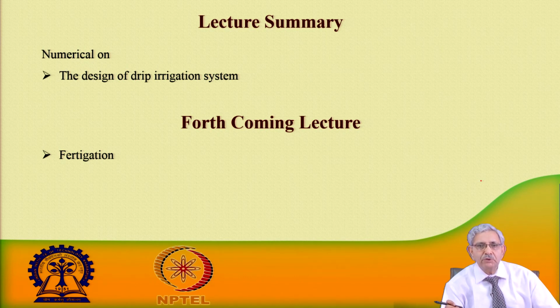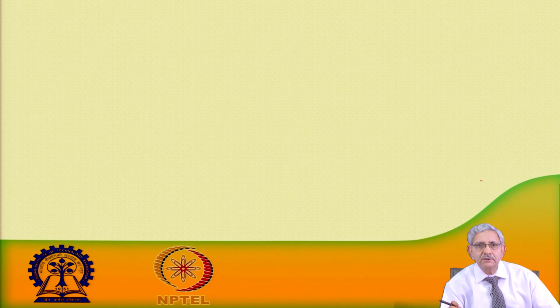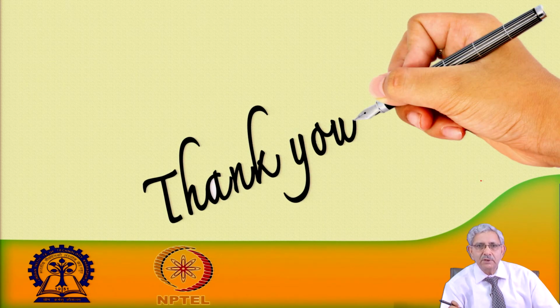Perhaps it will require more discharge, more number of drippers, and more length of pipeline. So, there you can have an optimization problem: how to get the best layout where the horsepower requirement as well as the total energy requirement can be reduced. In the forthcoming lecture, fertigation will be dealt with, which we will discuss in the coming class. So, thank you very much.